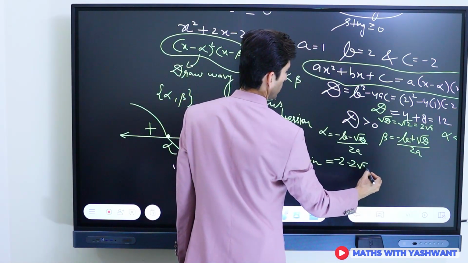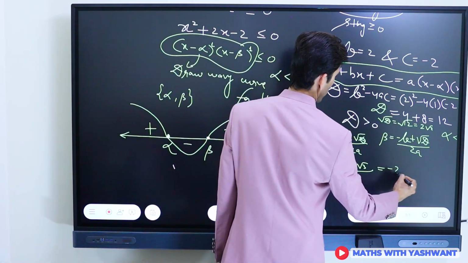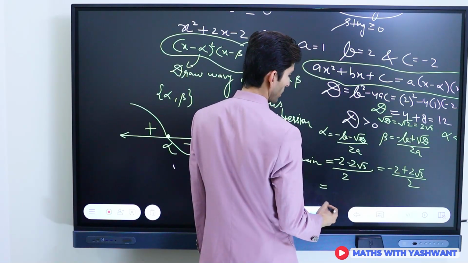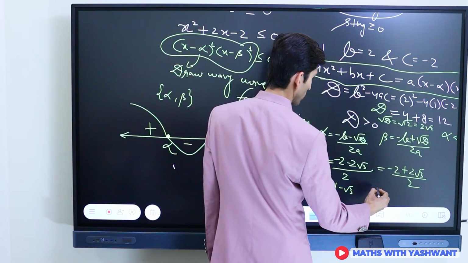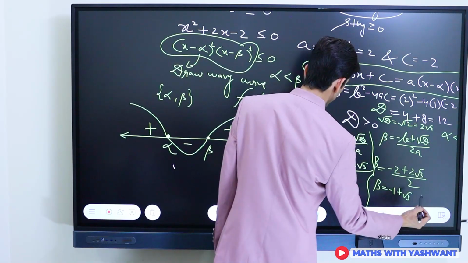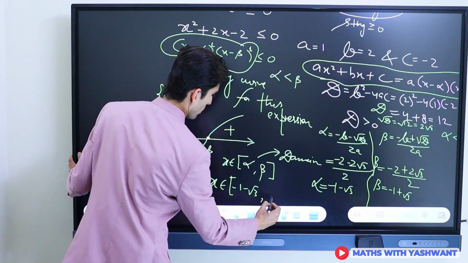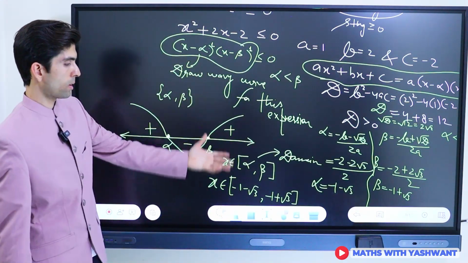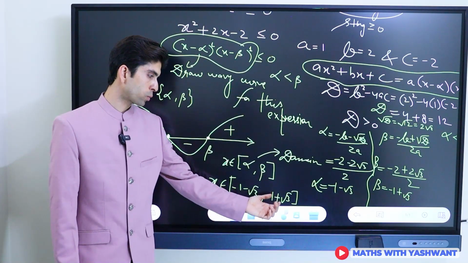So it's 2 root 3, and we have a as 1. So minus 2 plus 2 root 3 upon 2. Then we cancel and we get alpha, and for beta we have minus 1 plus root 3. So x belongs to minus 1 minus root 3 to minus 1 plus root 3. Okay, so we have the answer for this question. The domain is minus 1 minus the square root of 3 to minus 1 plus the square root of 3.